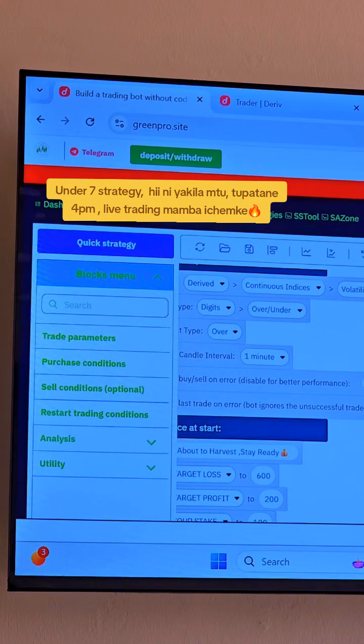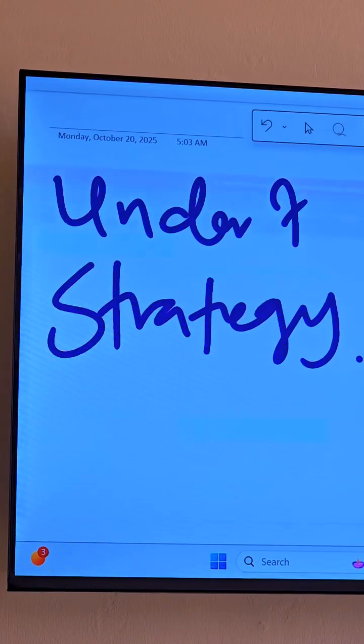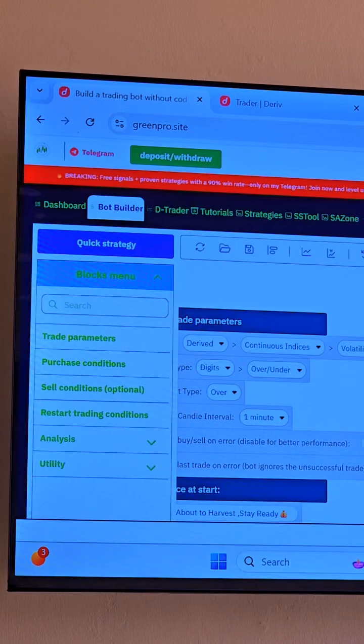So market under 7 inakuanga rahisi sana. I want to be a bit brief because nikienda pole pole I might not be able to cover everything that I'm supposed to cover, okay? So the first step, nataka niwapea conditions today, so it means that we're not going to trade, but at the end of this session utaelewa hiyo market vizuri, okay?